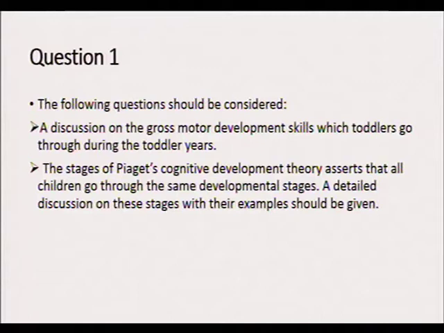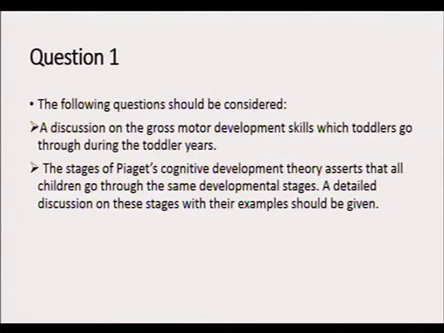The stages of Piaget's cognitive development theory assert that all children go through the same developmental stages. So you should give a detailed discussion of these stages with their examples. Please do give your examples at the end of your discussion, or while you are discussing. You are required to give examples. When you do not give examples and you just discuss, you will not score the full mark. So if you need to score more marks, please give examples.